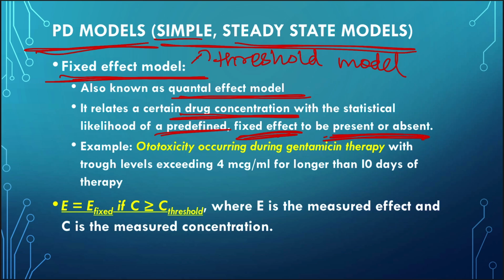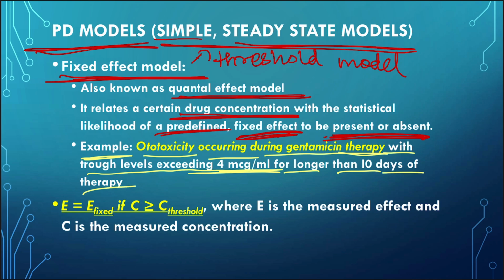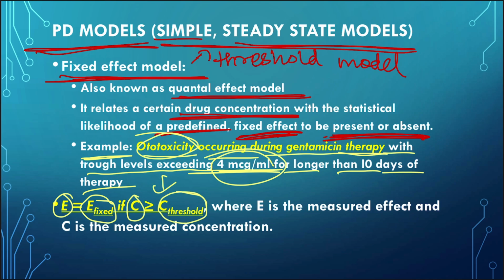Threshold model, here you can see the example. The ototoxicity which occurs during gentamicin therapy, that is with trough levels exceeding 4 microgram per ml for longer than 10 days of therapy. So this is the threshold. It has to cross this threshold, and only then are we going to get the ototoxicity. It is easily explained by the equation as you can see here. That is, effect is equal to the fixed effect, which we have already decided, when the concentration is above the threshold concentration. So we will get the fixed effect only when the concentration is more than the threshold concentration. E is the measured effect and C is the measured concentration.